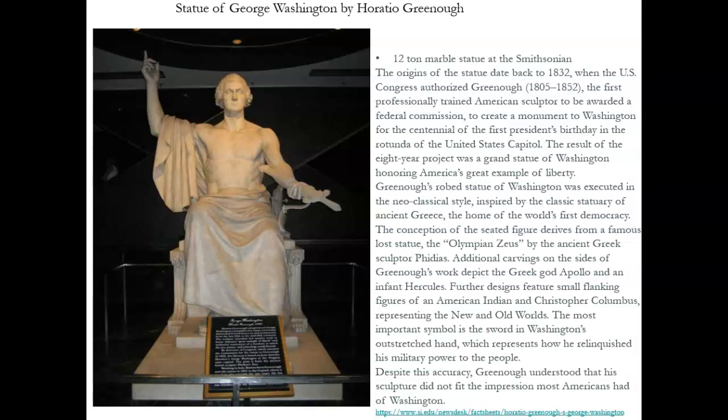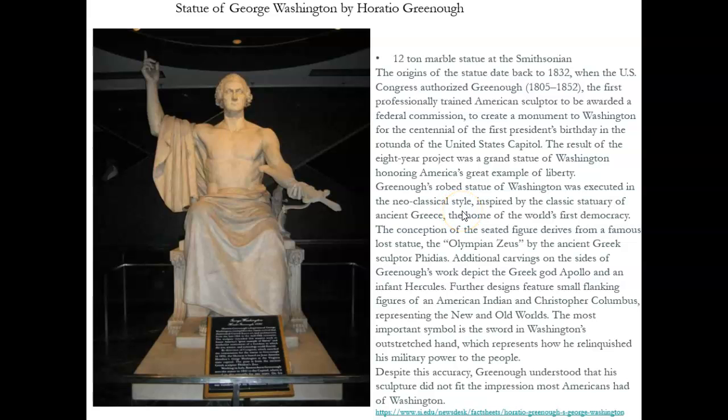Now I'm going to duck out of the screen here, and I'm going to let you take a look at this one, because this one always, for me, is very interesting. This is a 12-ton marble statue, now located at the Smithsonian, of George Washington, created by a guy named Horatio Greenough. What I thought was pretty interesting about this, and you can read some on the right side of your screen, is that he looks like maybe some sort of Greco-Roman godlike figure. If you look in the middle of your screen, I'll put my cursor right over here, this robed statue of Washington was executed in what we call the neoclassical style.